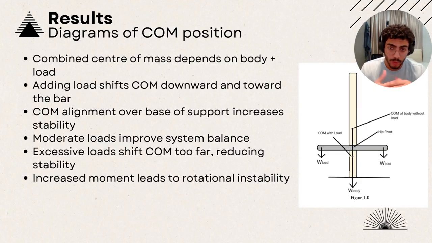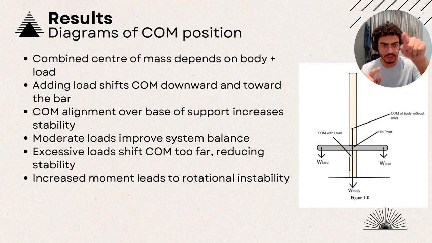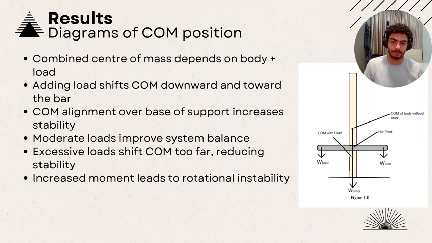When you add the load at 50 grams, we saw that the center of mass dropped downwards, but it did not go forwards. It only went down. So the center of mass at moderate loads improved the system balance, because a lower center of mass makes it better to balance. But as we increased the load even more, beyond 100 grams, we saw that it started to cause an imbalance. So it shifted.